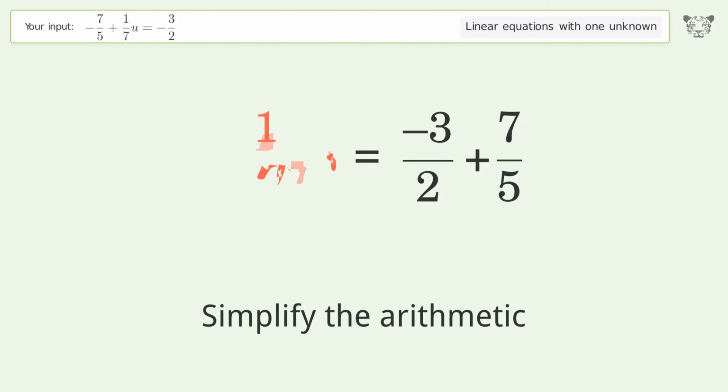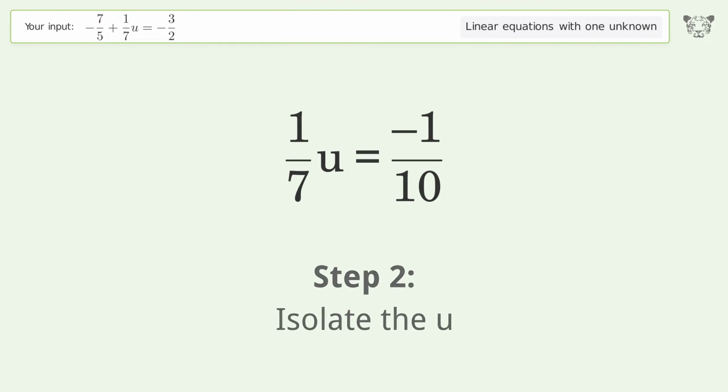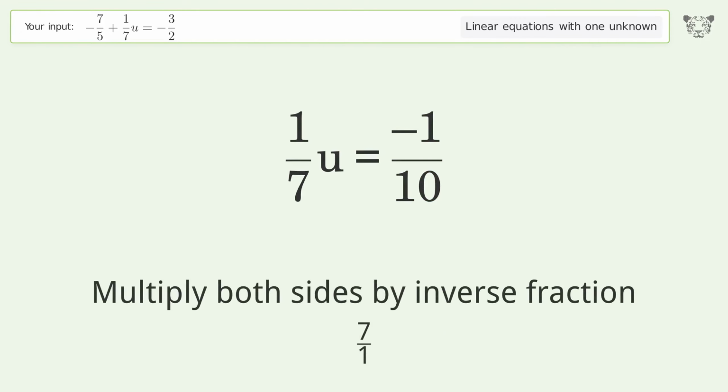Find the lowest common denominator. Multiply the denominators. Multiply the numerators. Combine the fractions. Combine the numerators. Isolate the u. Multiply both sides by inverse fraction 7/1.